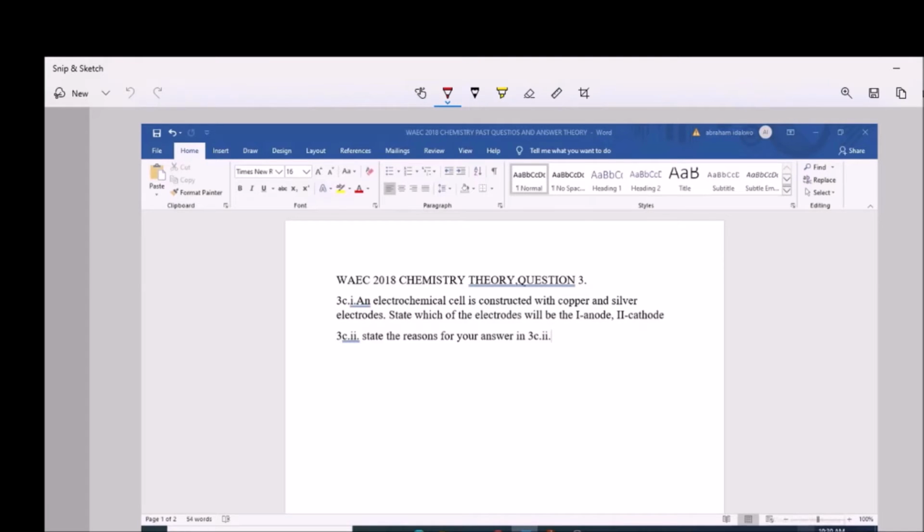We are asked for the question 3C Roman figure 1: which of the copper or silver is at the anode. We have the copper electrode for Roman figure 1, that is, copper at the anode. Then for Roman figure 2, we are asked which of the silver or copper is at the cathode. We have the silver electrode at the cathode.